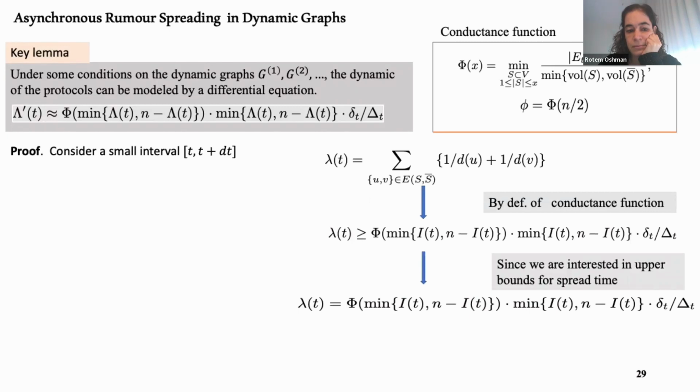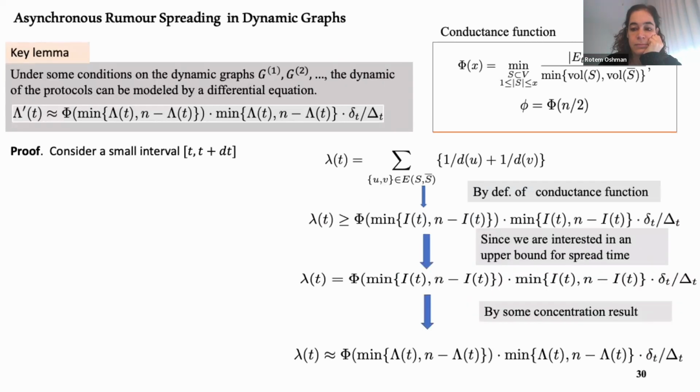Next, since we are interested in upper bounds for the spreading time, we can assume that these two values are the same because of the stochastic dominance. Now, there is an important step where we replace the actual number of informed nodes, denoted by I_t, by the expected value, which is capital lambda t. A condition on the conductance function phi and a concentration result for the Poisson process help us to do this replacement. Then we have this approximation.